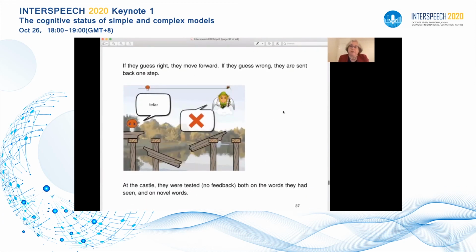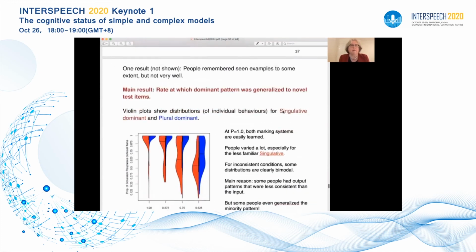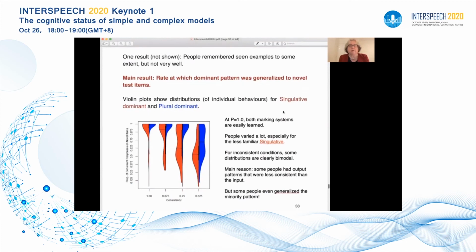So if they guess right, they move forward. If they guess wrong, they're sent back one step. And then at the castle, they're tested, both on the words they had seen and on novel words. So one result I'm not showing is that people remembered seeing examples to some extent, but not very well.